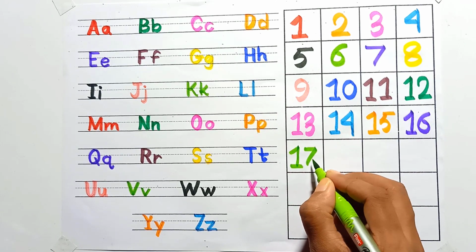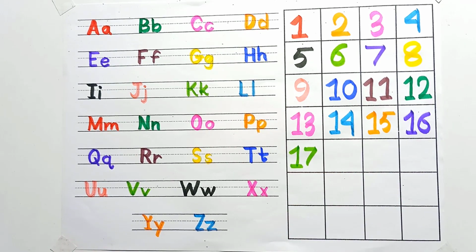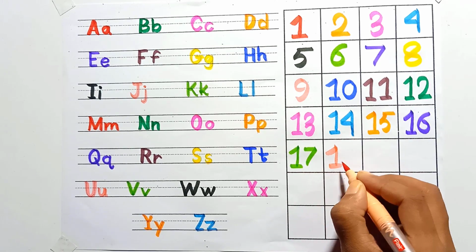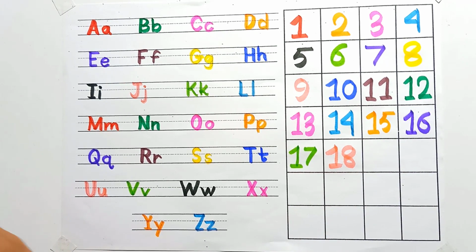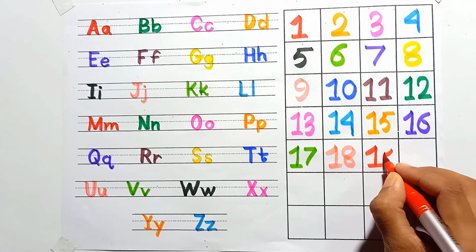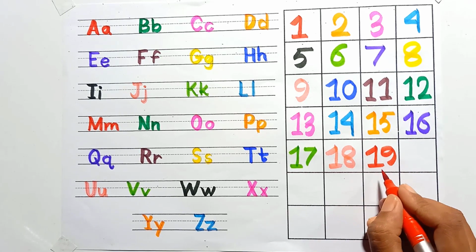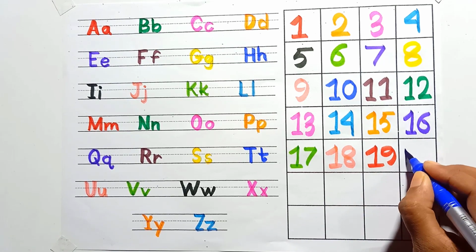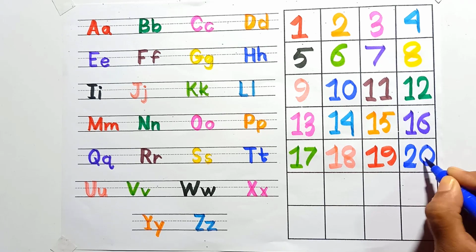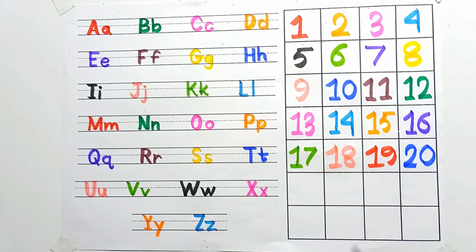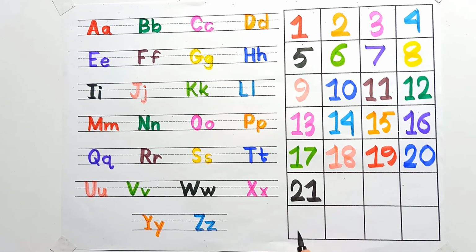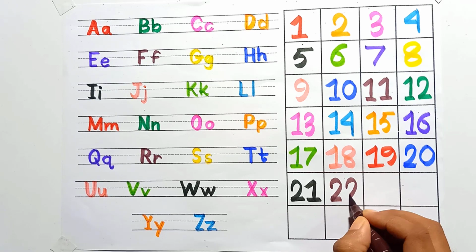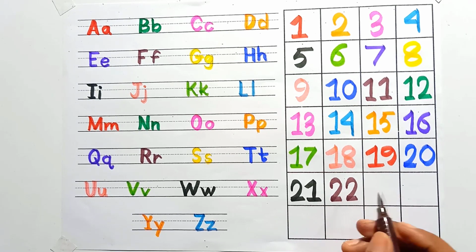1 and 7, 17. 1 and 8, 18. 1 and 9, 19. 2 and 0, 20. 2 and 1, 21. 2 and 2, 22.